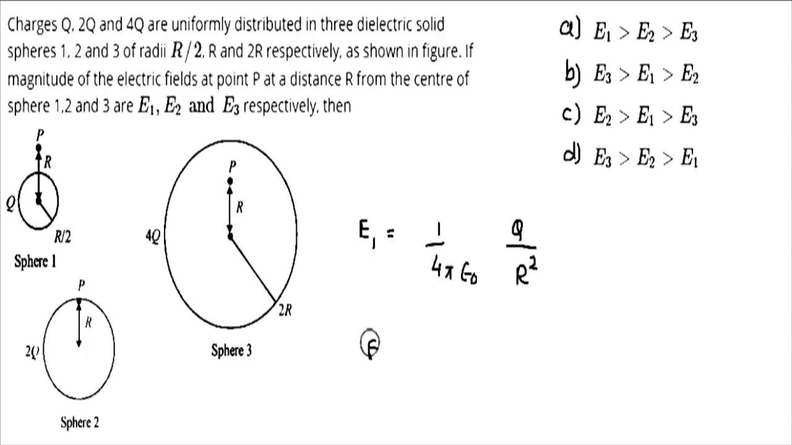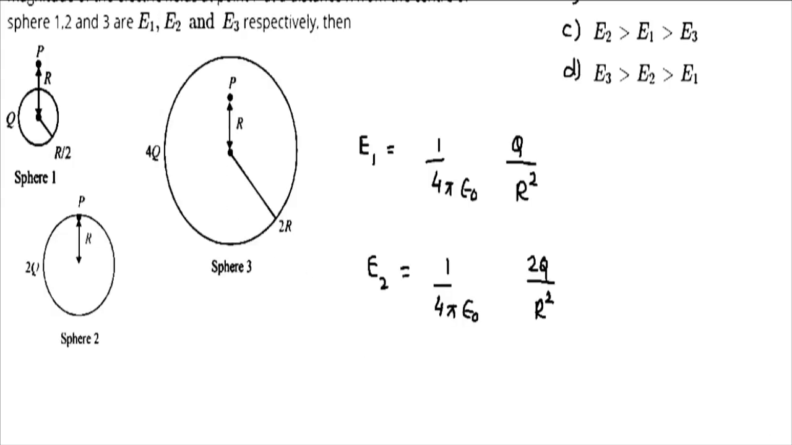Now we calculate the E2 value. It is again on the surface of the sphere, so we can just treat it as a point charge. We can just write the value as 1 by 4 pi epsilon, and the charge is 2q divided by the distance, which is r square. Now for the third case, P is lying inside the sphere.